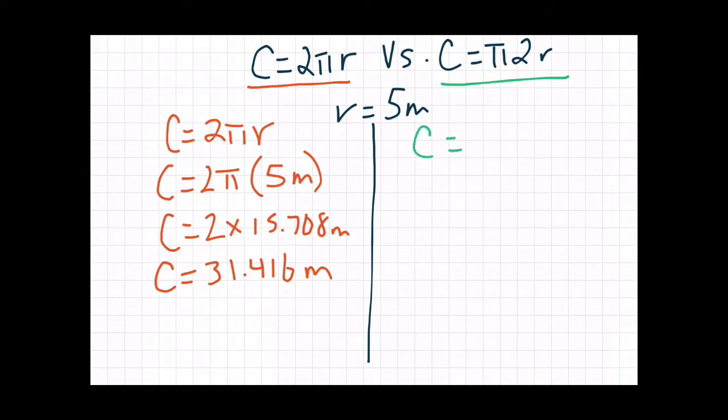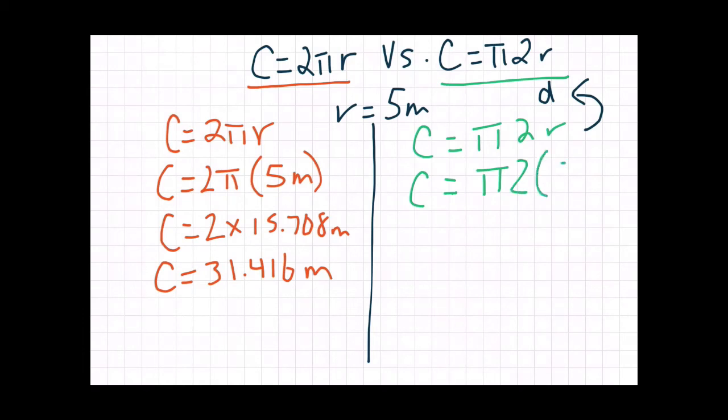So now we're going to compare it to the right-hand side. C equals pi 2r, and you'll notice right away that the 2r, when you multiply 2 times r, you get the value of d, which is much more familiar to most students. Carrying on, though, we're going to go c equals pi 2 times r, which is 5 meters.